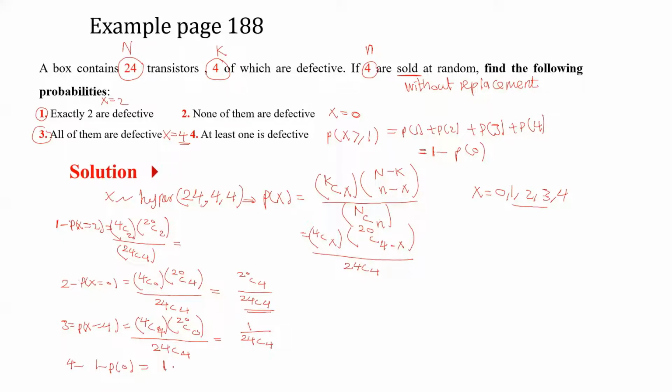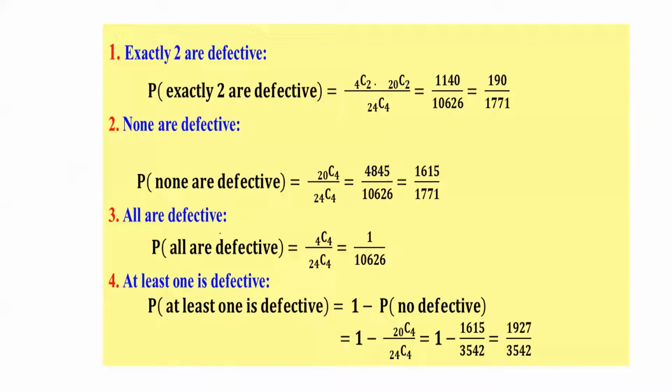So this is 1 minus 20 combination 4 over 24C4. We use a calculator to find the exact values of these probabilities. Here we have the exact values of these probabilities.